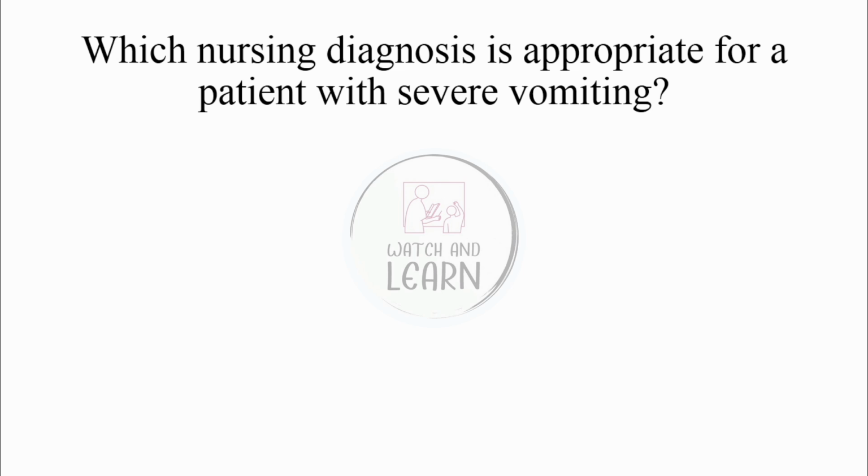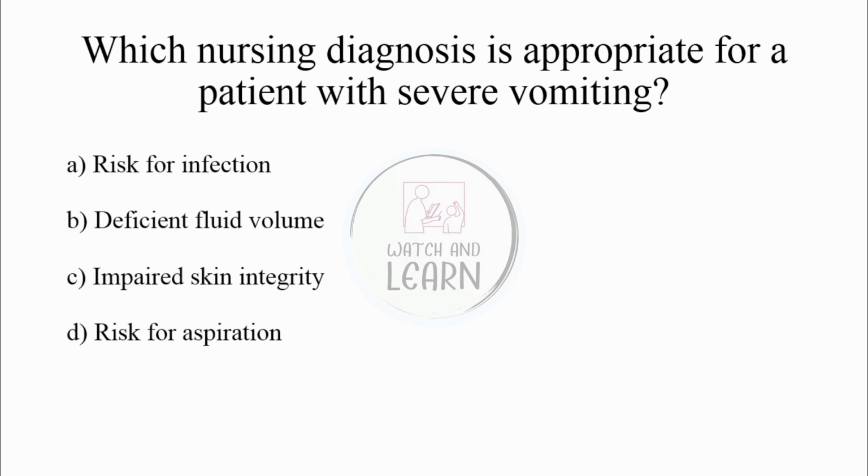Which nursing diagnosis is appropriate for a patient with severe vomiting? Options are option A risk for infection, option B deficient fluid volume, option C impaired skin integrity, option D risk for aspiration. The right answer is answer B, deficient fluid volume.